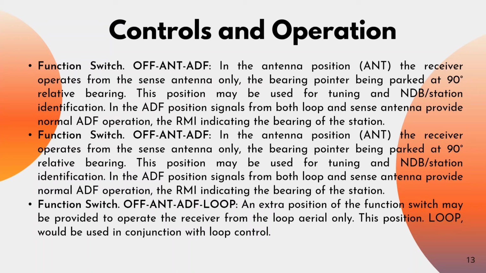Function switch: OFF, ANT, ADF, loop. An extra position on the function switch may be provided to operate the receiver from the loop aerial only. This position, loop, would be used in conjunction with the loop control.